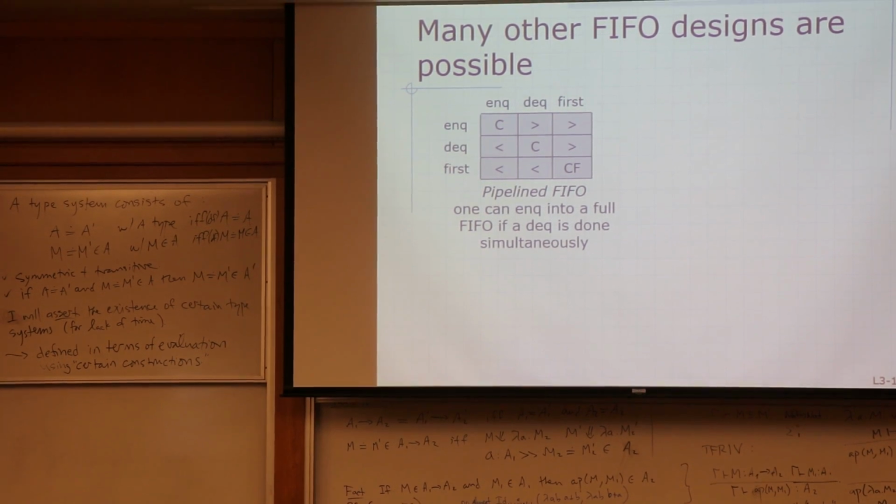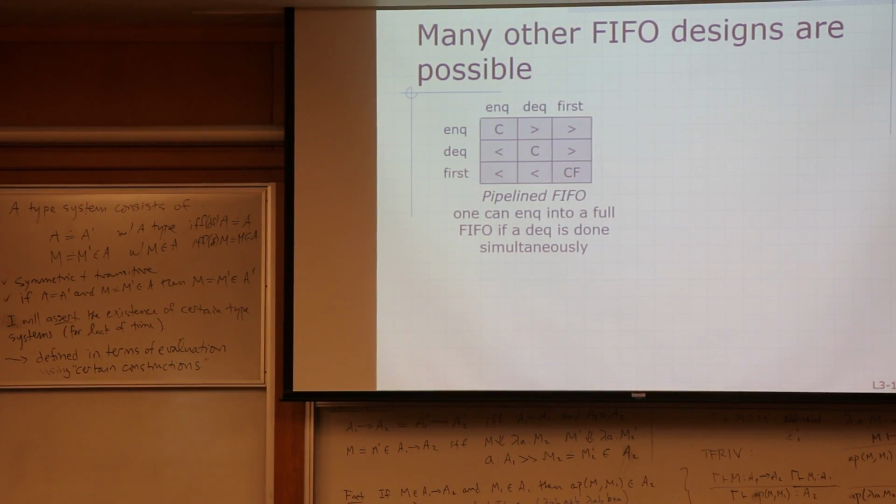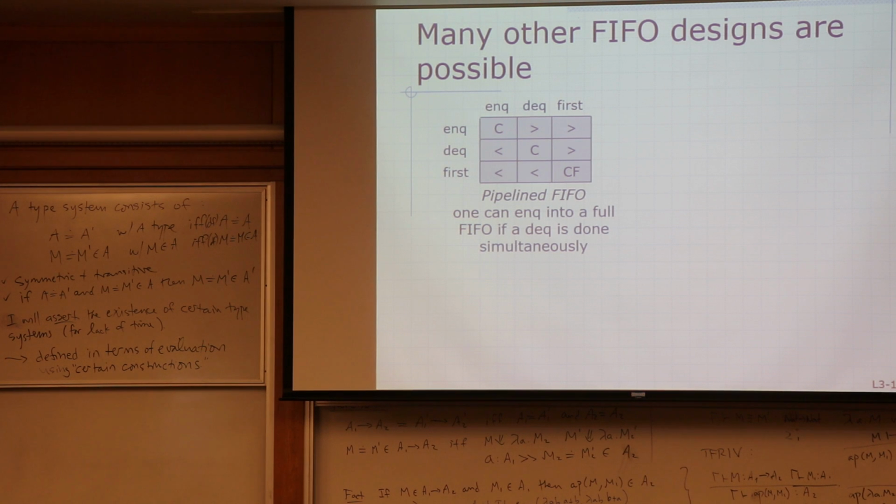Okay, so if you look at this one, this is called a pipeline FIFO. One can NQ into a full FIFO if the DQ is done simultaneously. So you think it's full, but I promise you, while you're trying to NQ, I'm also trying to pull something out. So if you are nimble enough, you should pull it out and I'll put the new value in. That's what is reflected in this conflict matrix over here.